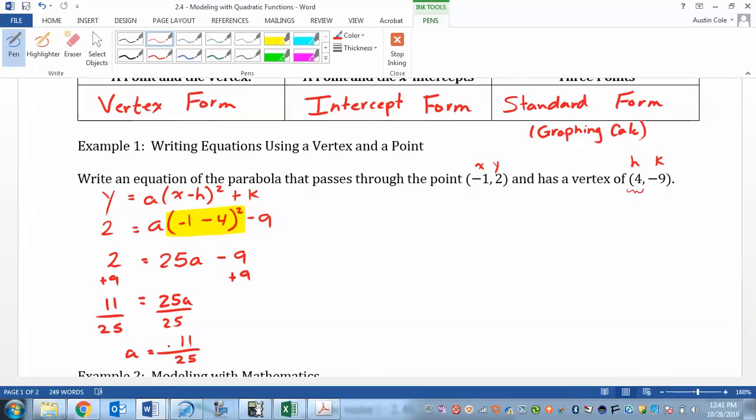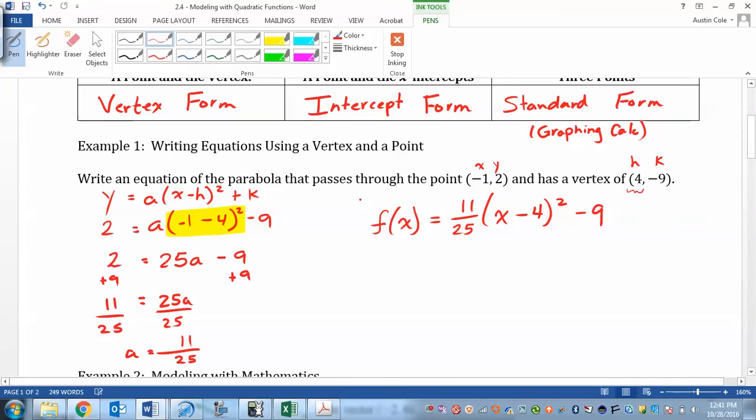Now, our goal, guys, our goal is to write an equation. Okay, so that is what we're going to do. I'm going to put f of x here equals, what's our a value? We just found that out. It's 11/25 times x minus, what's our h value? 4. So x minus 4 squared, and our k value minus 9.